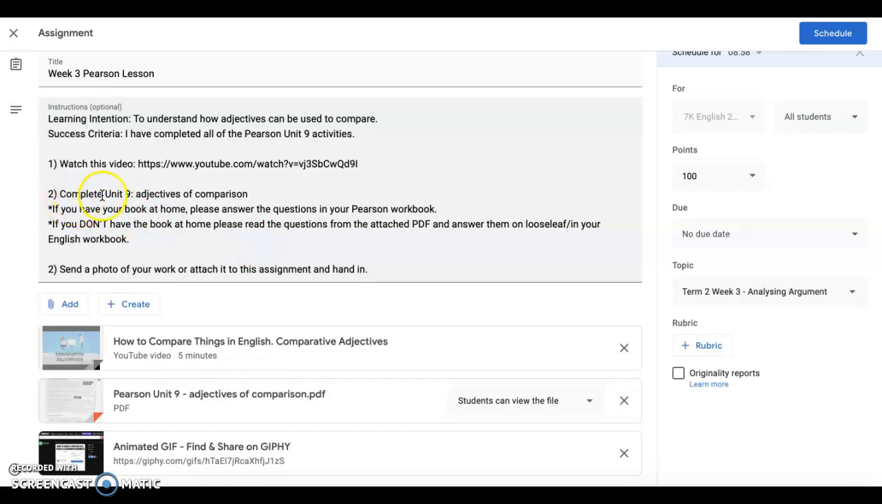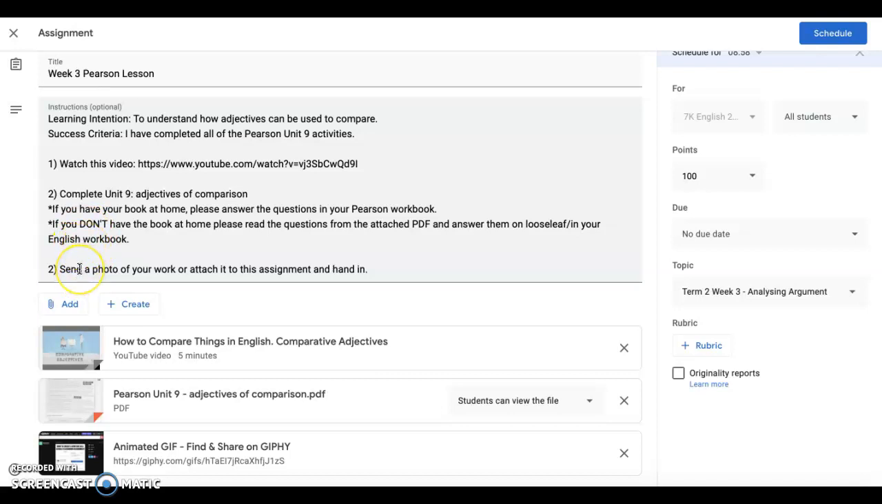The second thing you will need to do is complete Unit 9 Adjectives for Comparison. This is your link to this one here. If you have your Pearson book at home, you need to answer the questions in the Pearson workbook. If you do not have the book at home, please read the questions from the attached PDF, so that will come up when you click on it here, and answer them on loose leaf paper in your English notebook workbook.